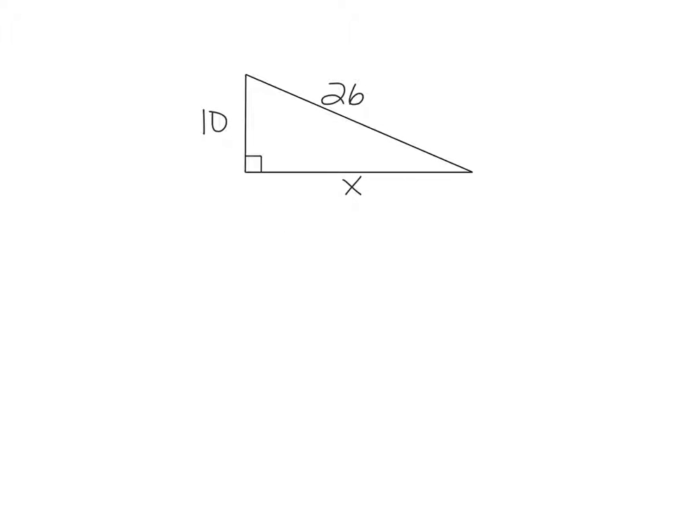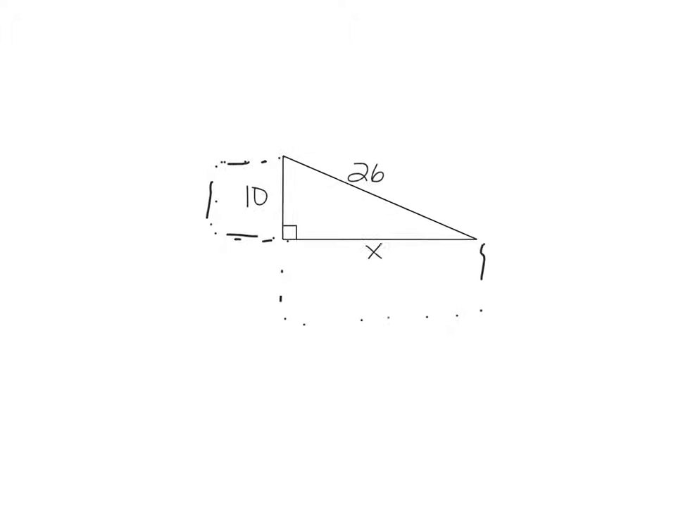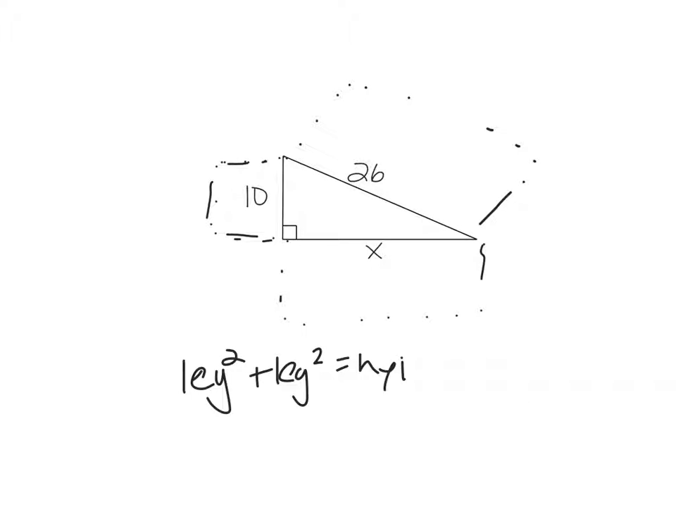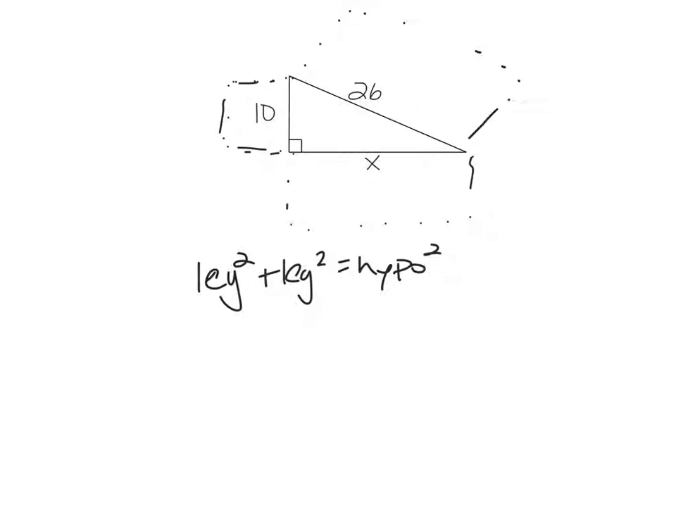Remember, we're still going to use that same idea of making squares out of the smaller sides of the triangle, and then they add together to equal a square for the bigger side. So again, the area of the small squares adds up to the big square. This time, though, we're going to write it directly out. Leg squared plus leg squared equals the hypotenuse squared. And then we're just going to substitute in the values that we have.